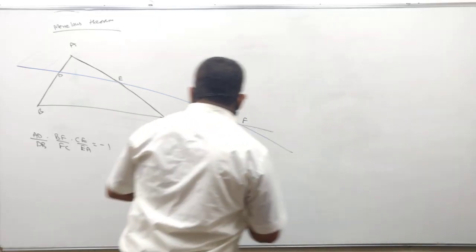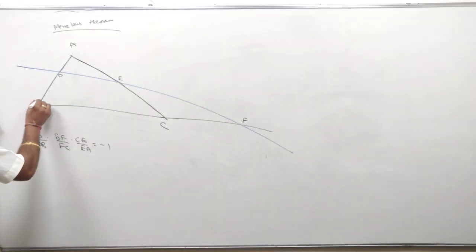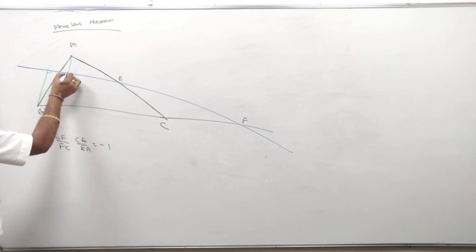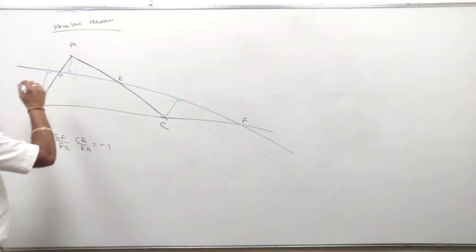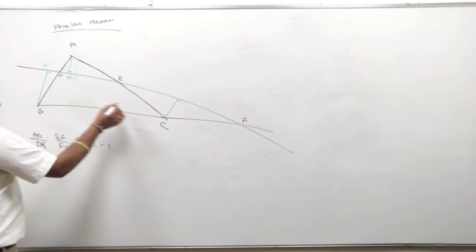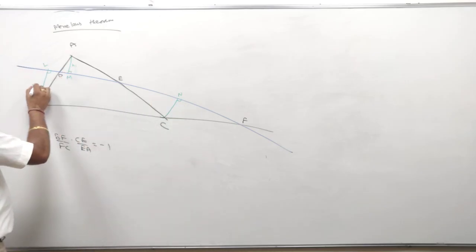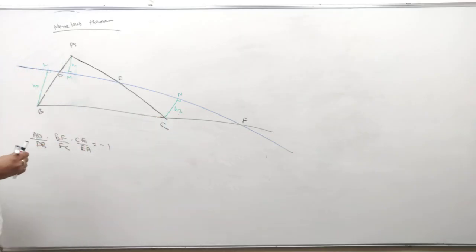So what I am doing is I have just drawn the perpendicular here. You can draw the perpendicular here. You can name them as L, M and N, or you can name the heights as H1, H2, H3, as per your convenience.